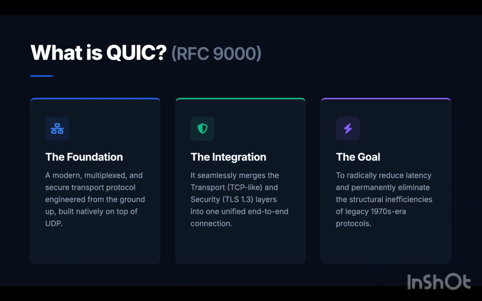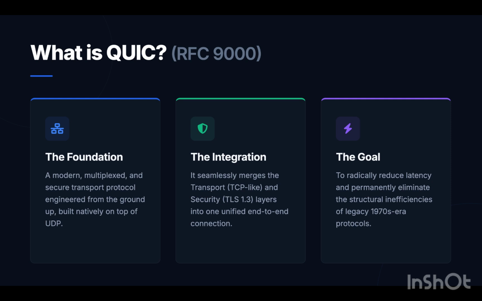So let's come to slide 2. So what exactly is QUIC? QUIC is a modern transport protocol. Think of a transport protocol as the set of rules that decides how your data gets from point A to point B over the internet. It was officially standardized as RFC 9000, which is basically its official rulebook published by the Internet Standards Body.